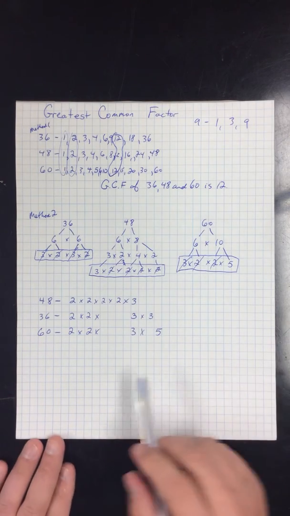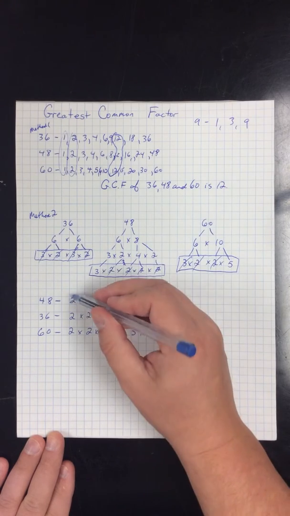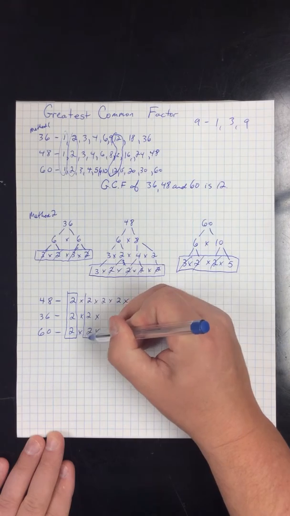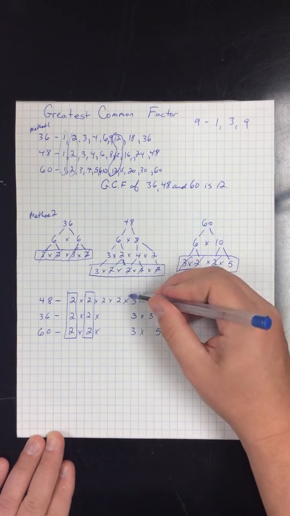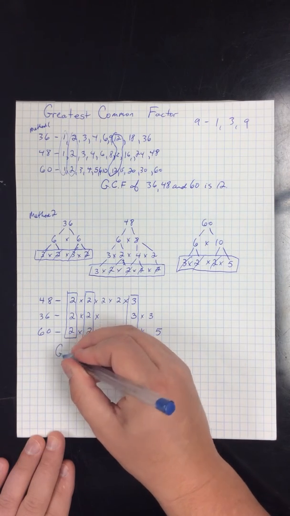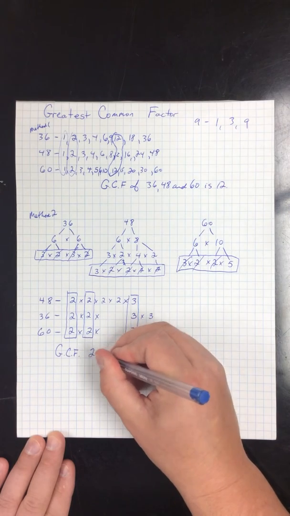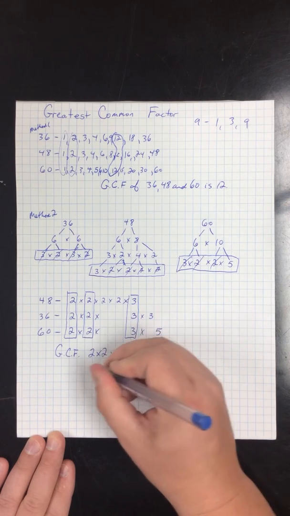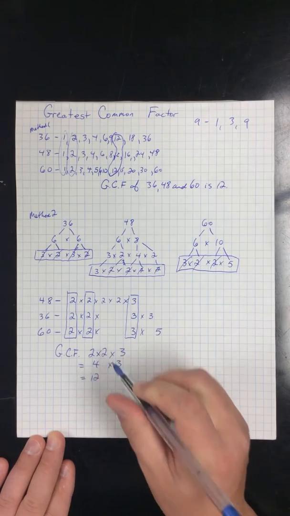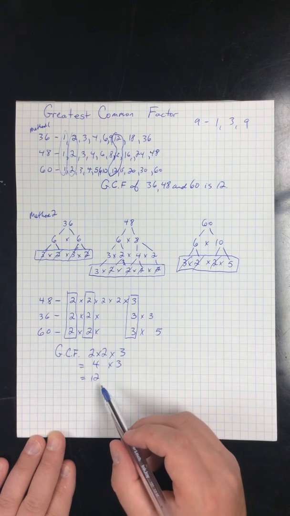Okay, in this case, I'm going to look through completed columns. Columns that have been filled in completely. So I have 3 2's, 3 more 2's, and 3 3's. To find the greatest common factor, I'm going to multiply those together. 2 times 2 times 3. So 2 times 2 is 4 times 3, which is 12. So the greatest common factor of 48, 36, and 60, we find it is 12.